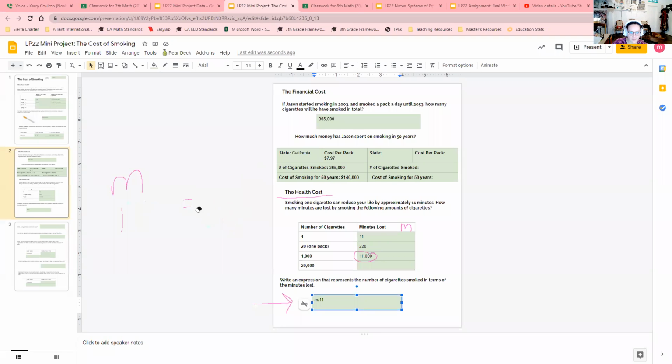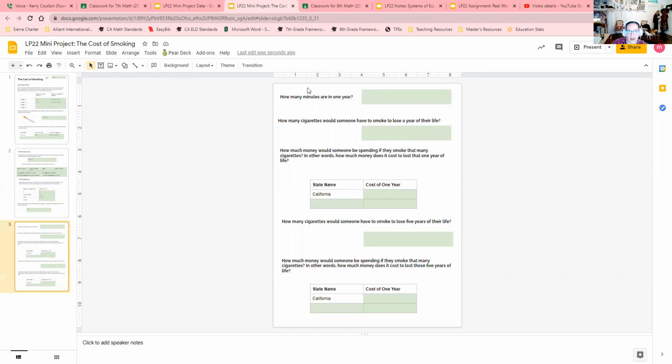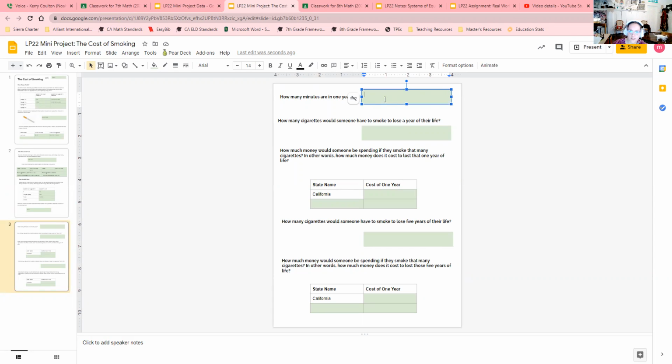Okay, and that is it for this page. I'm going to clear all that out. Make sure everything is filled out, make sure you finish up those tables that still have blank spaces, and we're going to look at the next page. How many minutes are in 1 year? If you don't know this, you can look it up. I happen to know a song that has it memorized. So there are 525,600 minutes in one whole year.